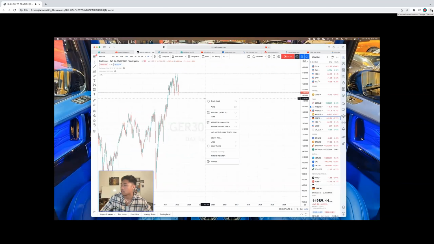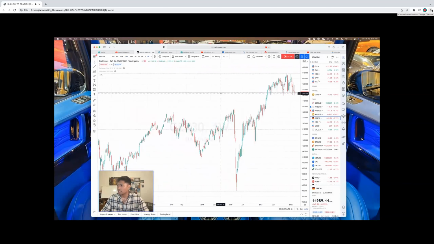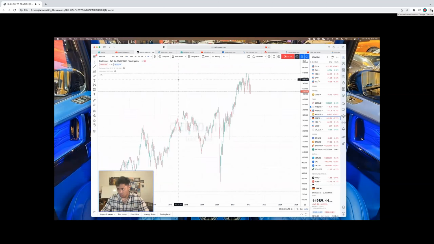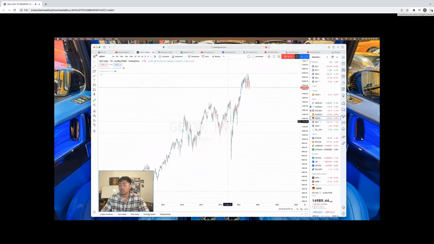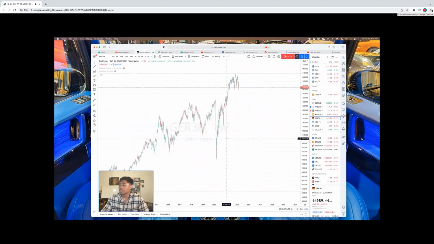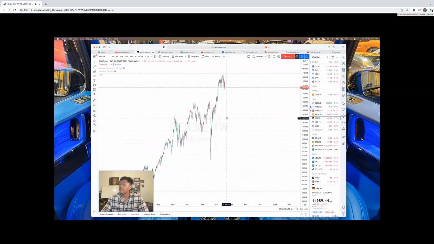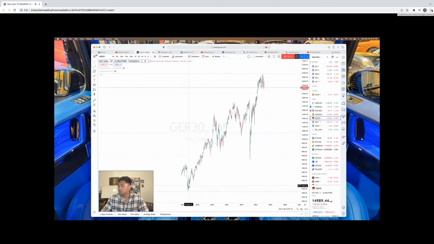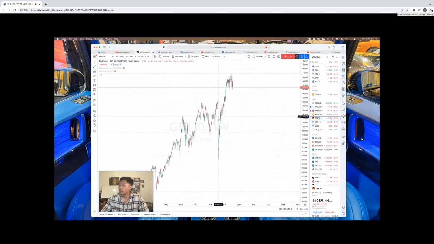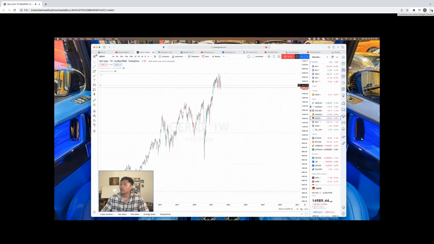Looking at this right now on a weekly, we all can agree that Jura 30 or GER 30, doesn't matter how you say it, is all the same thing to me, right? You guys can see that the market has been going up for quite some time now, since 2011. And you guys can see that we had a massive drop over here.